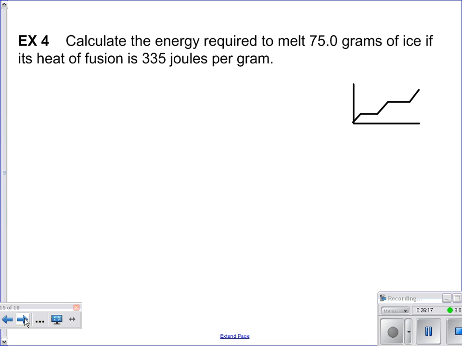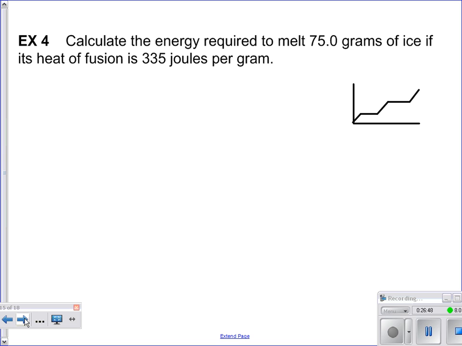All right, so we get to our next one, and here it just says calculate the energy required to melt 75 grams of ice if its heat of fusion is 335 joules per gram. So I think it's really a good idea, again, to show where this is on the heating curve, because this is where a lot of people have their little stumbling block. All we want to do is melt ice. So that's implying what phase are we starting at? Solid. And we want it to become liquid.